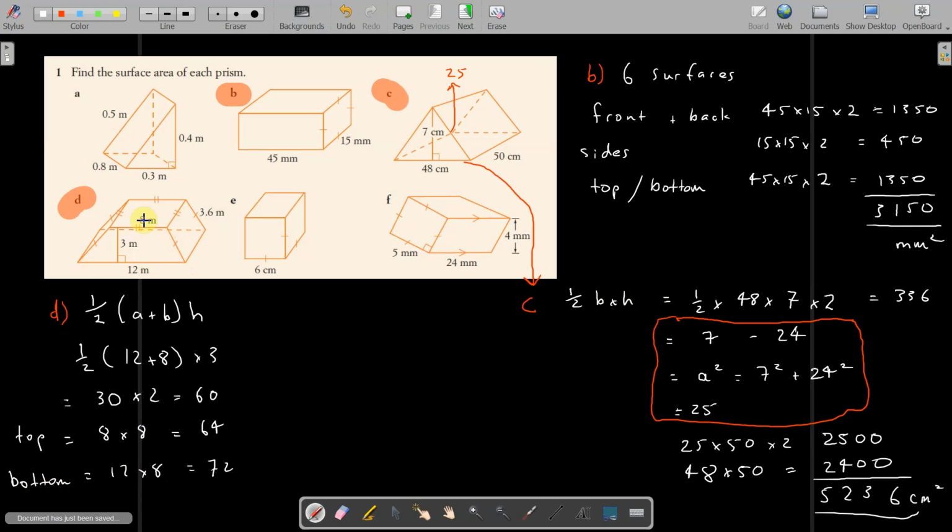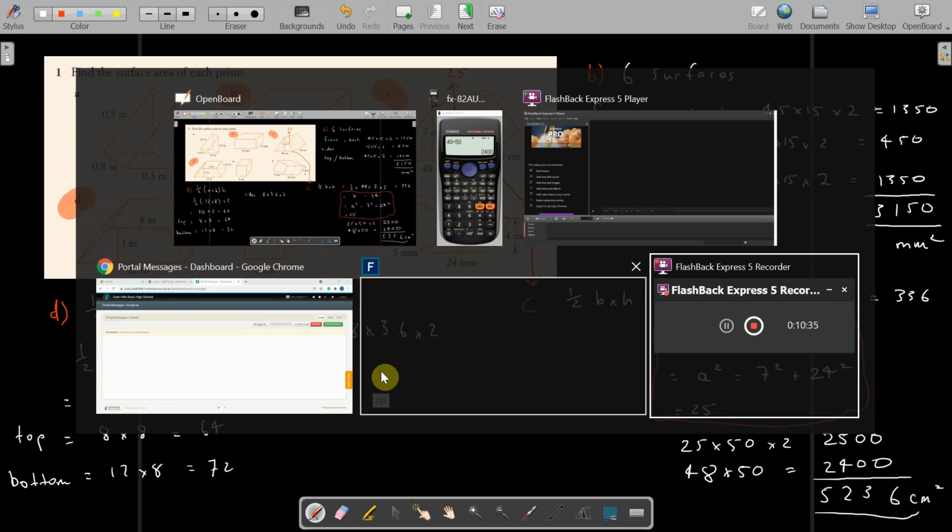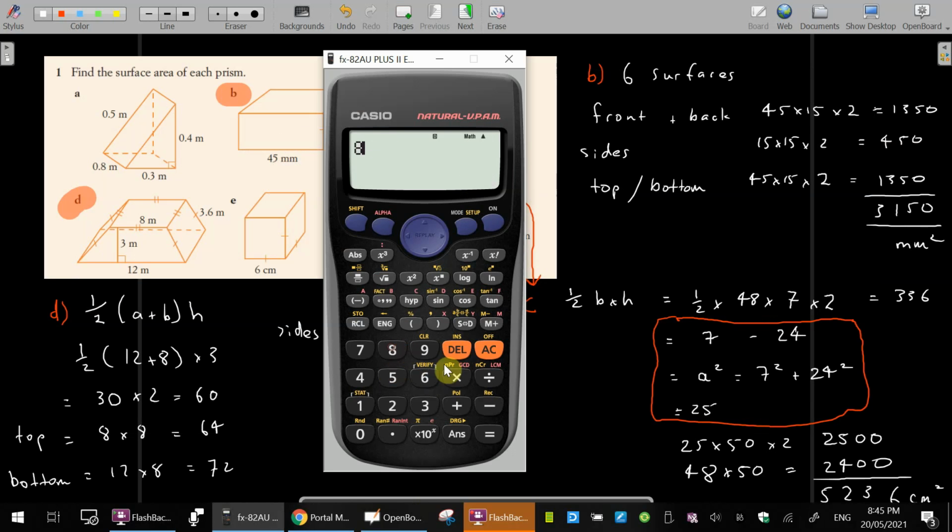And then we need these two on the side here. And it looks like they're 8 times 3.6. Two sides. 8 times 3.6, and there's two of them, this one and that one. 8 times 3.6 times 2. Calculator. 57.6.